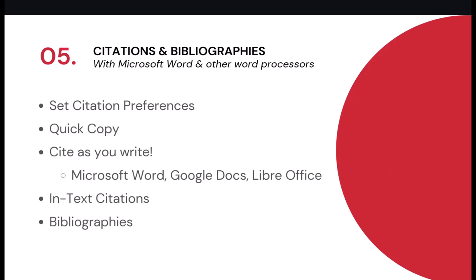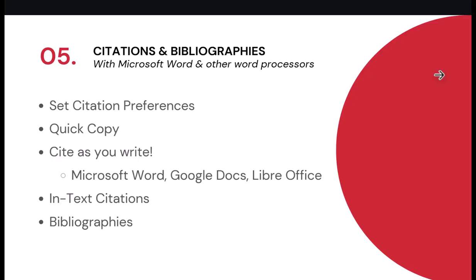And so moving into the last portion of today's workshop. We now have several sources available in our folder, and the next step is to incorporate them into our writing. So in Zotero, you can set your citation preferences. You can quickly copy a citation using the quick copy, and then you can cite as you write using Microsoft Word, Google Docs, or LibreOffice. And then within these, you can make in-text citations and then bibliographies as well.